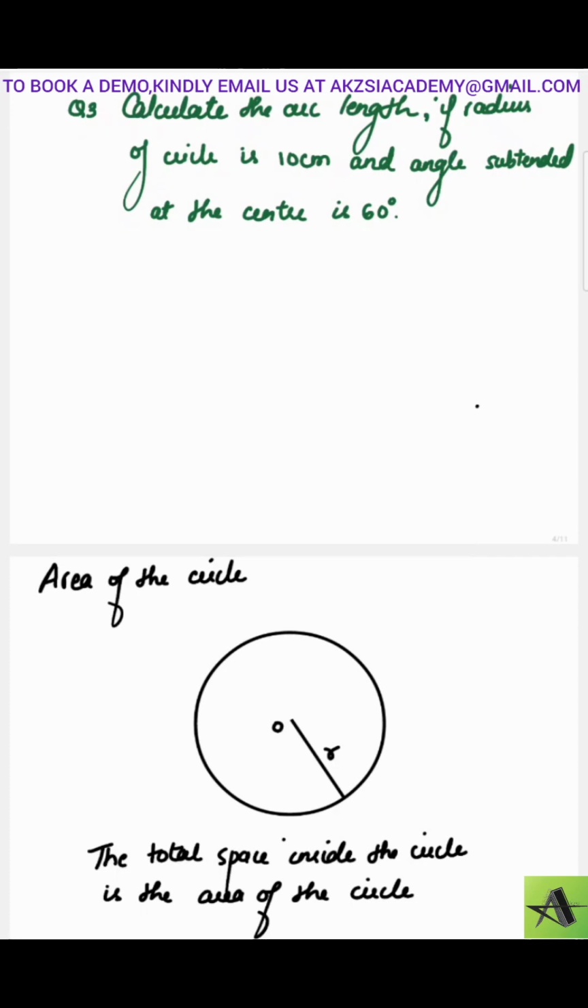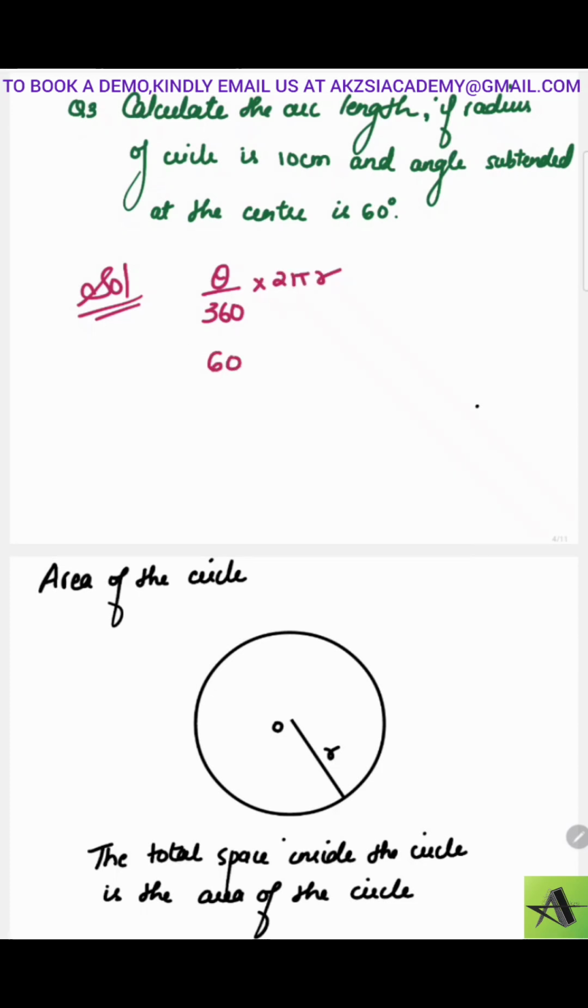The question says, calculate the arc length if the radius of a circle is 10 centimeters and the angle subtended at the center is 60 degrees. Now, the formula to calculate this is theta over 360 into 2 pi r.